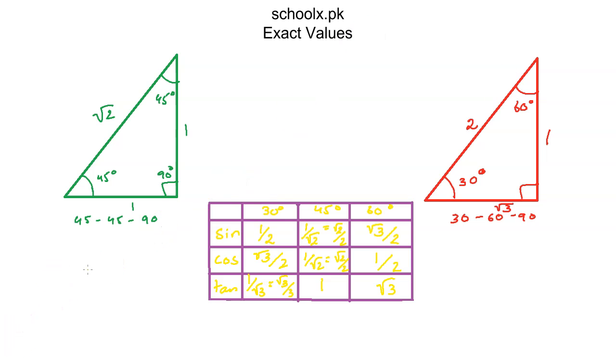See, this was quite simple. All you need to do is to learn this triangle, which is the 45, 45, 90 and its sides. In the 45, 45, 90 triangle, the hypotenuse is under root 2 and the other two sides are 1 and 1. And this triangle 30, 60, 90, in this the side opposite to 30 is 1 and the side opposite to 60 is under root 3. Hence you get the hypotenuse, which is 2. So see, it's quite simple to find the exact values of the sine, cosine and tangent of 30, 45 and 60.